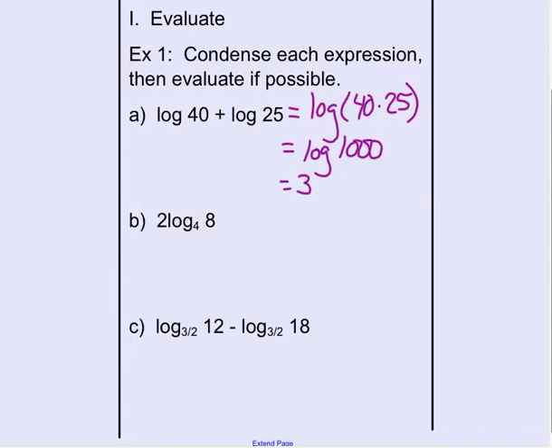Our next one, we have a number times a log. What that means is we can make that coefficient an exponent on what we're taking the log of. So this becomes log base 4 of 8 squared, or log base 4 of 64. 4 to what power equals 64? 3.